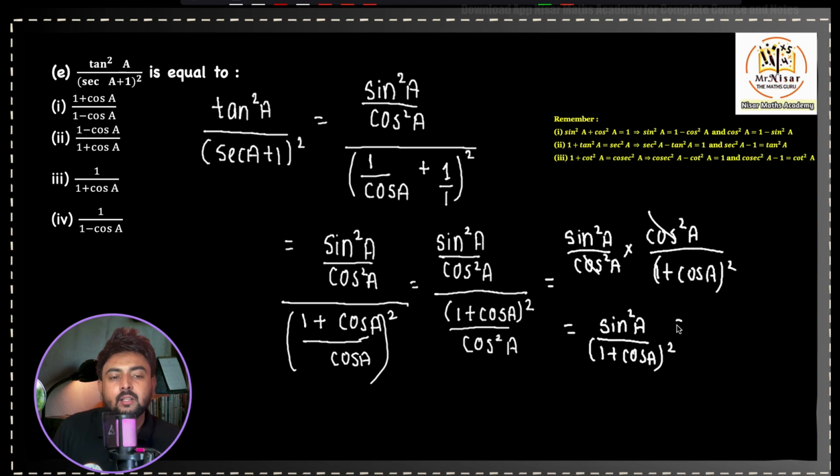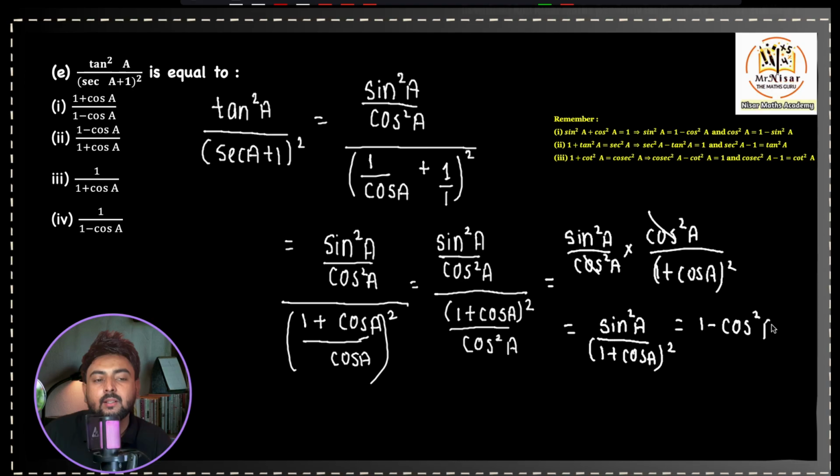Now children, everything here is in cos, so I'll convert this sin into cos. So can I say that sin square A is equal to 1 minus cos square A? Is it? Yes. How does it happen? Sin square plus cos square is equal to 1. You can see over here in the first part. Okay, I'm using the first part.